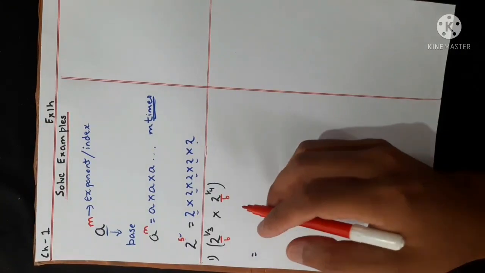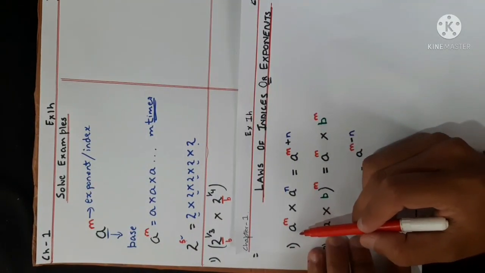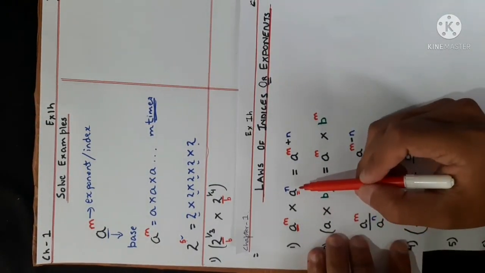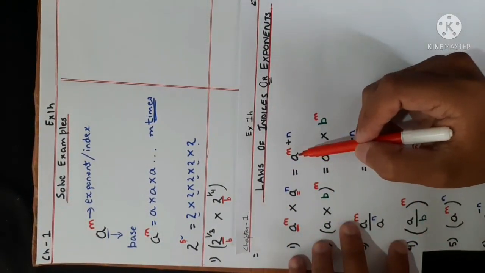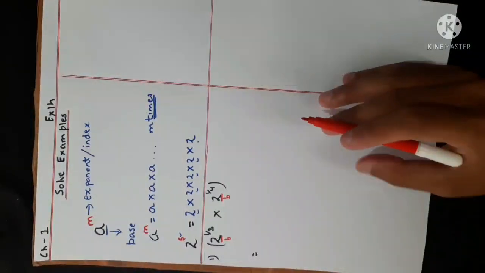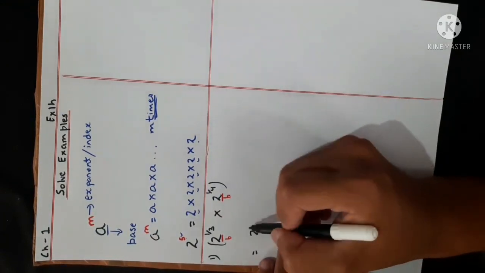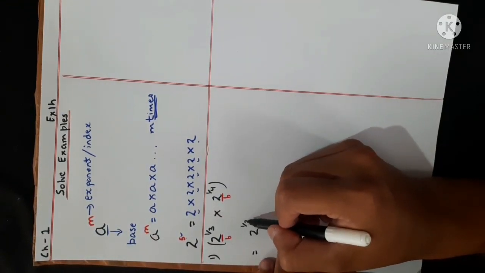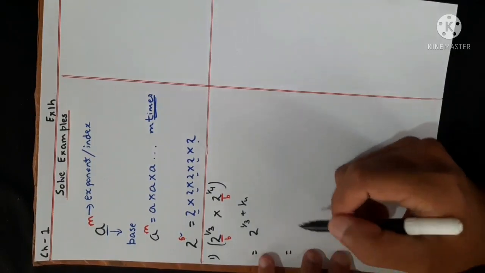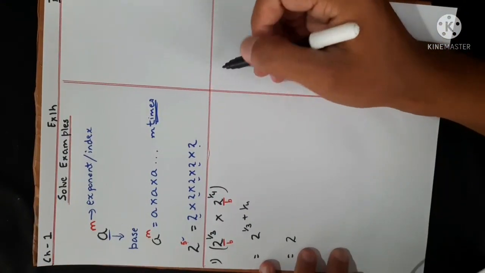So what do we do here? When the bases are equal, this is the situation. This is law number 1. When the bases are equal, here a, here also a, then we just add the powers. We write only one base, 2, and we add the powers 1 by 3 plus 1 by 4, and this will be equal to 2 raised to the power 1 by 3 plus 1 by 4.